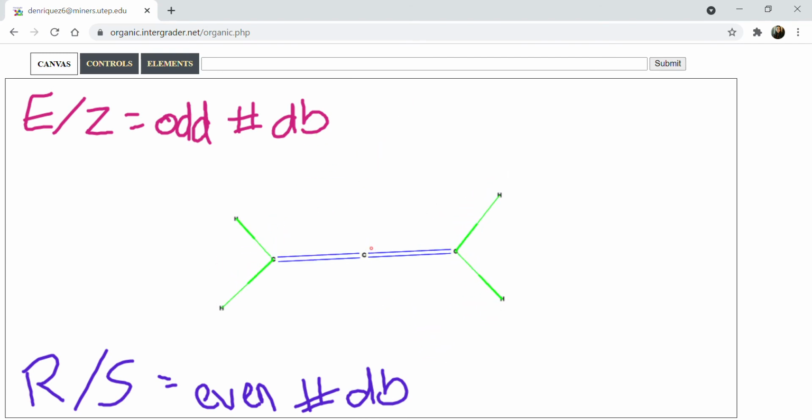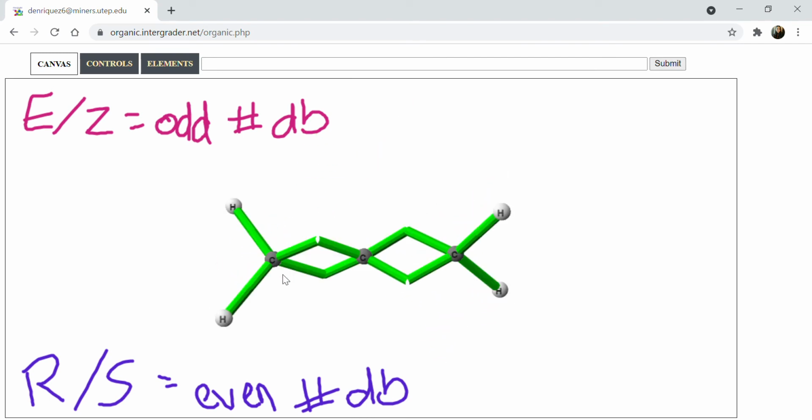Okay, we've got 1, 2, 3. So I'll do propa, and then it would be diene because we only have 2. And this one we're going to do dash, and then we have one at the 1 and then 1, 2. So 1, 2 diene. And then we have an even number.